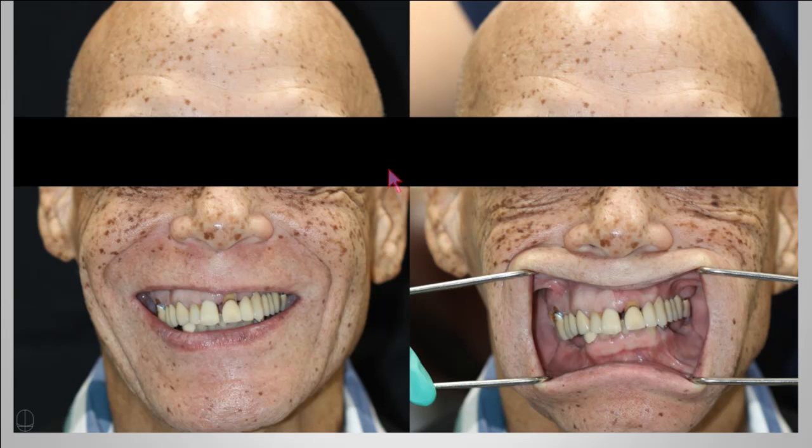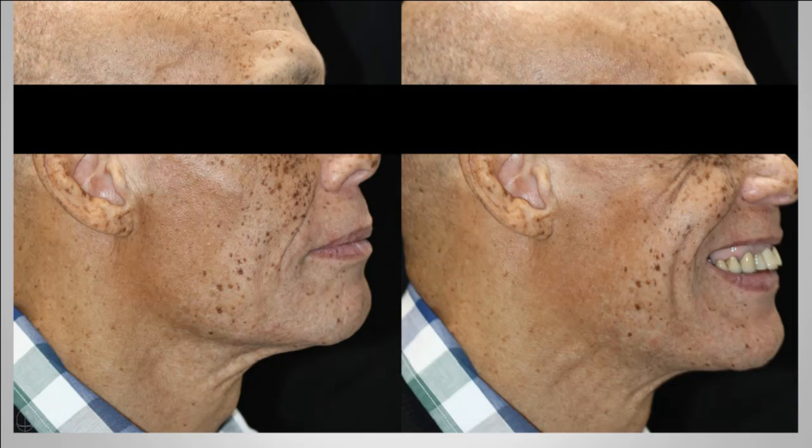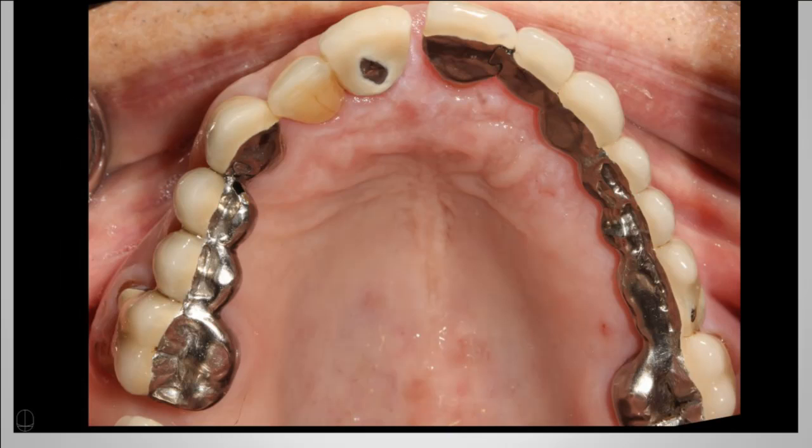This is a case where we've used a durable restoration. This gentleman has shown up, and he has a failing dentition when we have a look at it. And this is just some of the assessment we do when we see our patients.